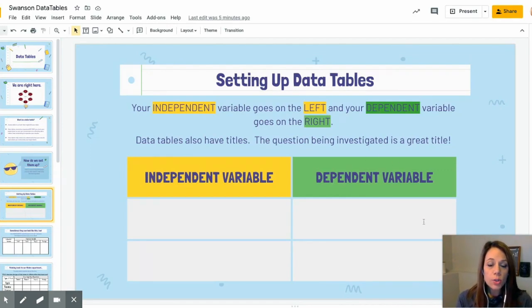Data tables also have titles. That's an important thing. The best way to write a data table title, it's like a tongue twister, data table title, is to just write your question above the data table. A lot of kids write like "experiment" or "my data." That's not a title. A title has exactly what your question is or what you're investigating.